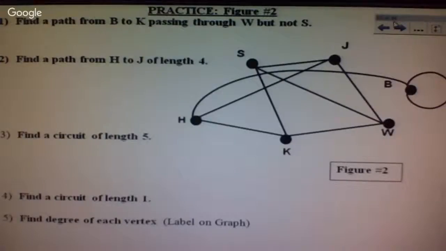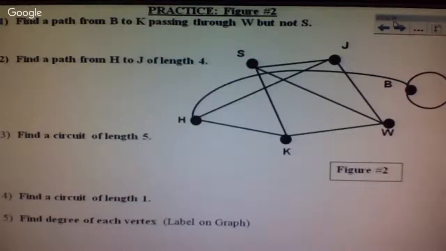Okay, from B to A. You start at B and get to K without going through S, but you want to travel through W. That's right here. Oh, so I gotta make a line. They want you to find it. Where's your starting point at B? It says you have to start at B. You've gotta follow what it's saying, Noah.